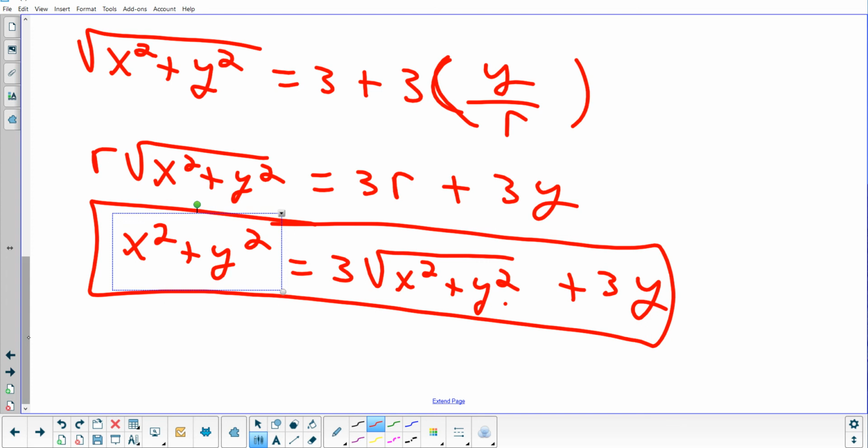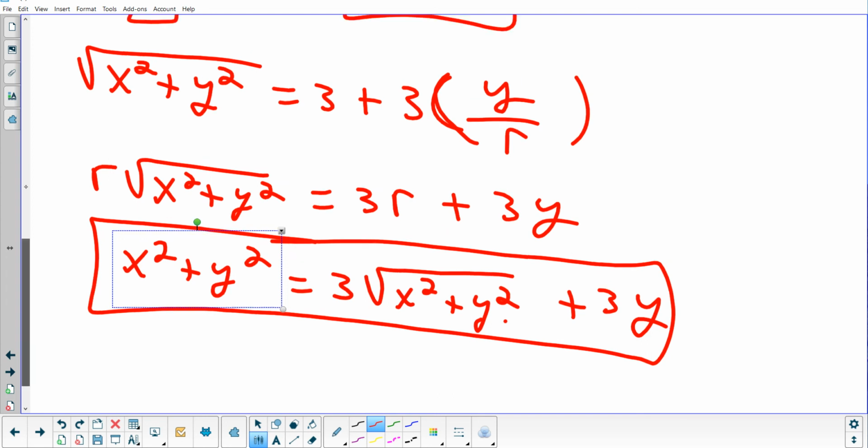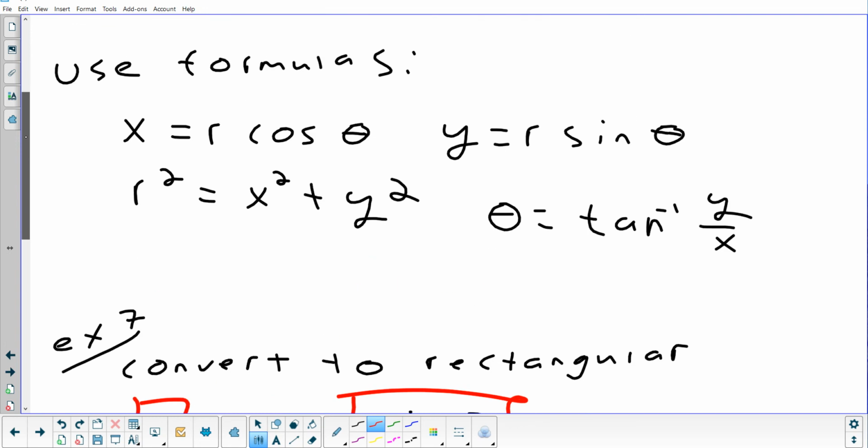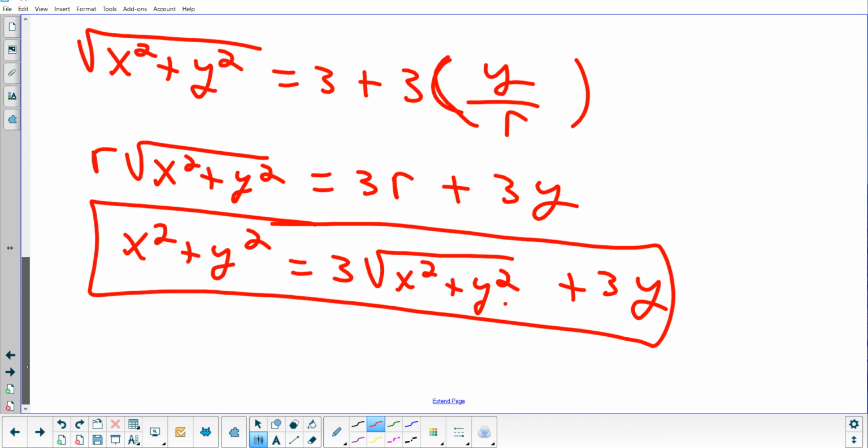Any question on that? So keep in mind those 4 formulas. Those are generally what you use to do it. We only use 2 of them this time. No, we use 3 of them. We use 3 out of 4.